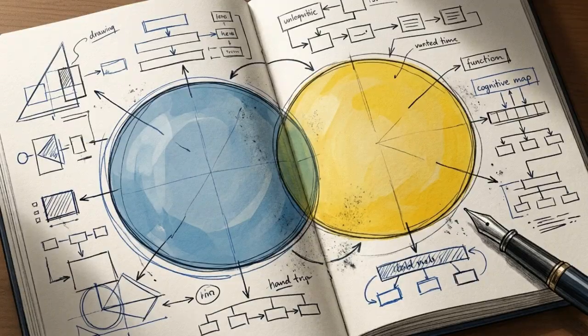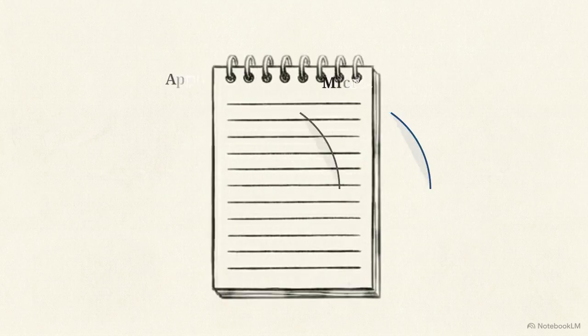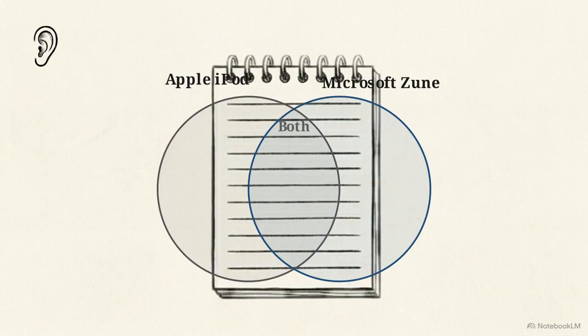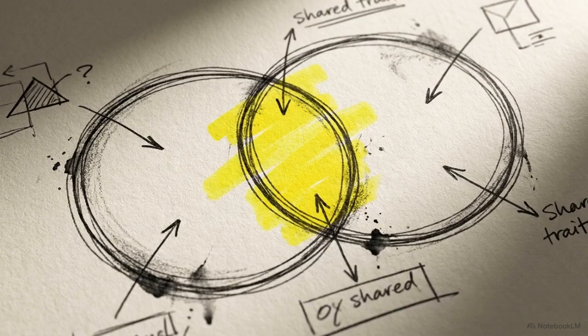The third tool is the Venn diagram. This relies on overlapping circles used exclusively to actively categorize incoming data by shared and unique traits. This chart compares 2 competing products, the Apple iPod and Microsoft Zune. As you listen, you sort the details. Shared traits, like playing music and video, go into the center overlap. Unique traits, like being technically superior, get sorted under the specific product. This method generates an immediate comparative analysis.